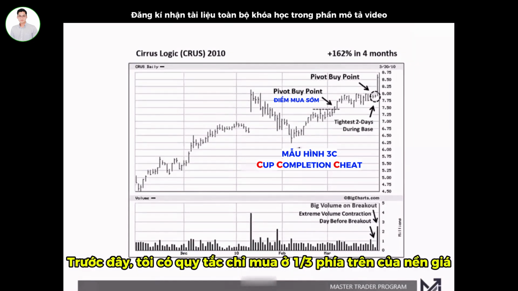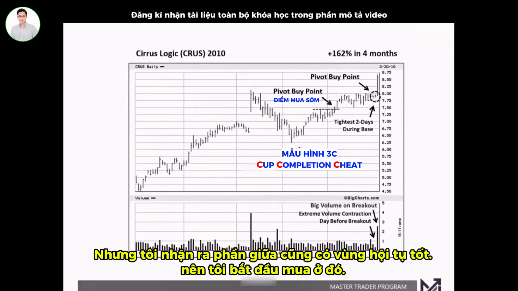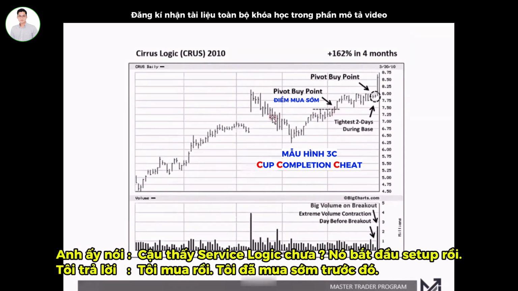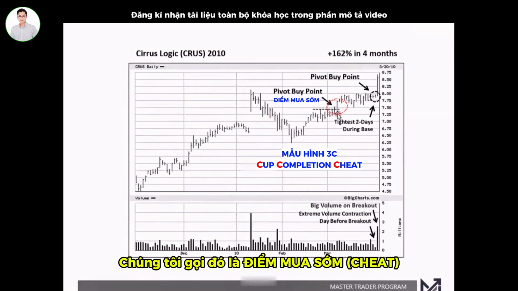I had a sort of a rule to just stay in the upper third of the base, and I was buying when you were in the upper third, breaking out into new highs. But I noticed in the middle third there was this little confluence area that appeared to be a nice little buy point. So I started buying it. A friend of mine, a trader, we used to talk all the time on the phone. He would call me up and say, "Hey, did you see Cirrus Logic starting to set up?" And I'd say, "Yeah, actually, I already bought it. I cheated." So we started calling it a cheat area.